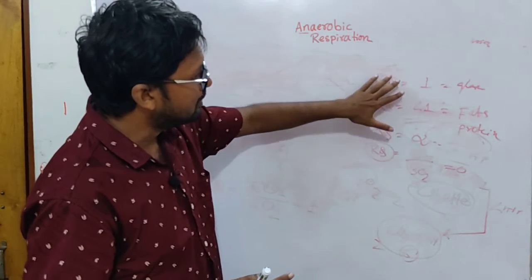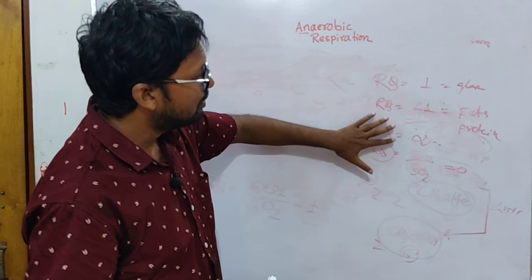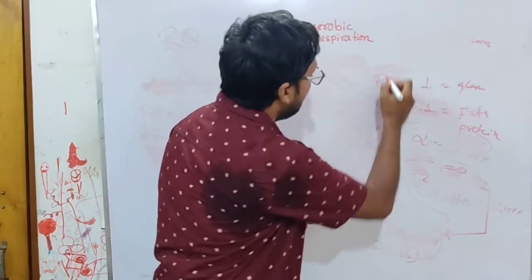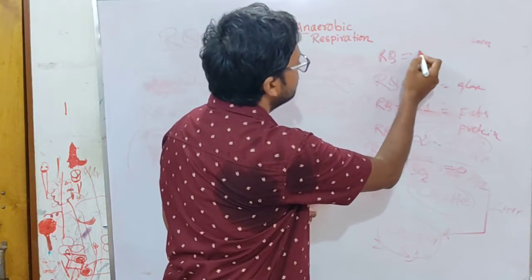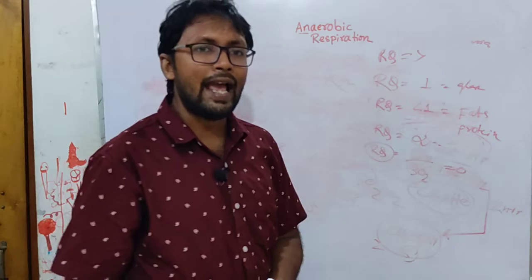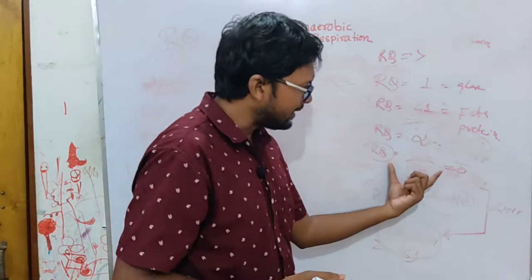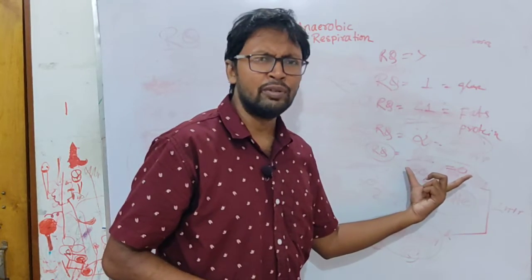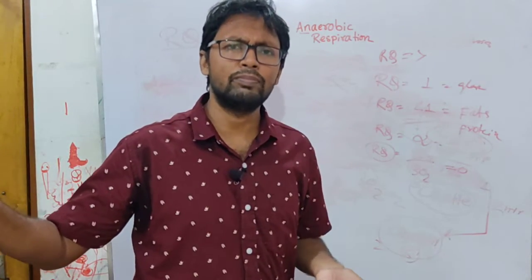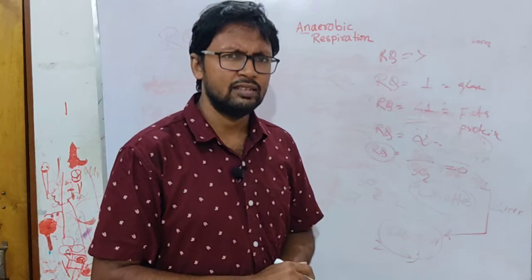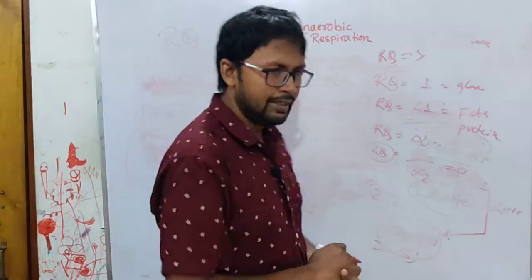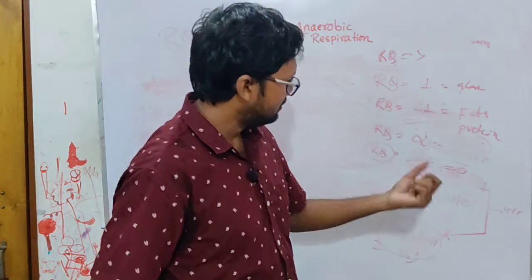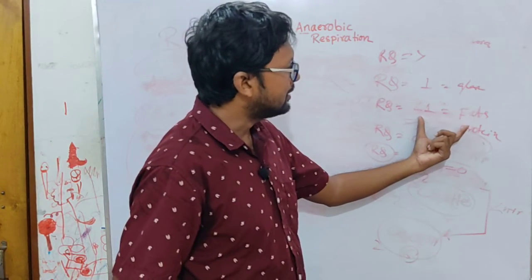Now, the different parts: RQ is 1, less than 1, infinity, 0, and more than 1. RQ is more than 1 in case of organic acids. This is the malic acid formation. During the formation of malic acid, it is 0, but during the breakdown of organic acid, it is more than 1. In case of tripalmitin, it is a fat. It is less than 1.